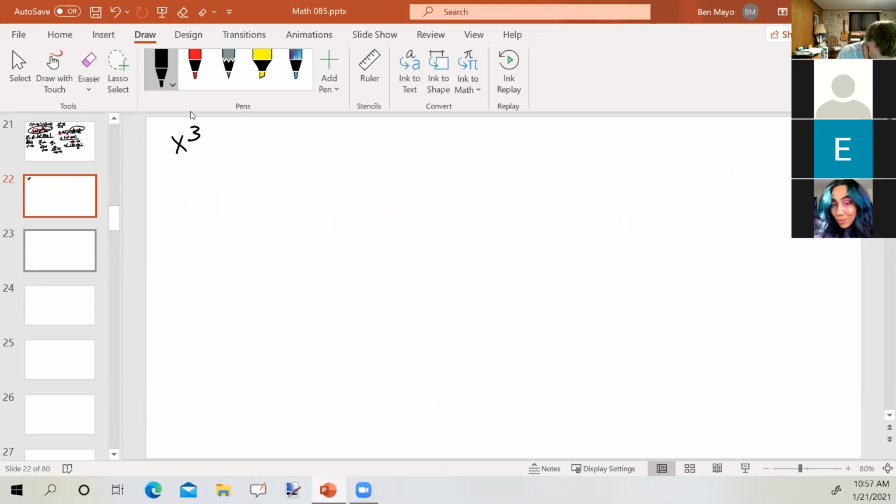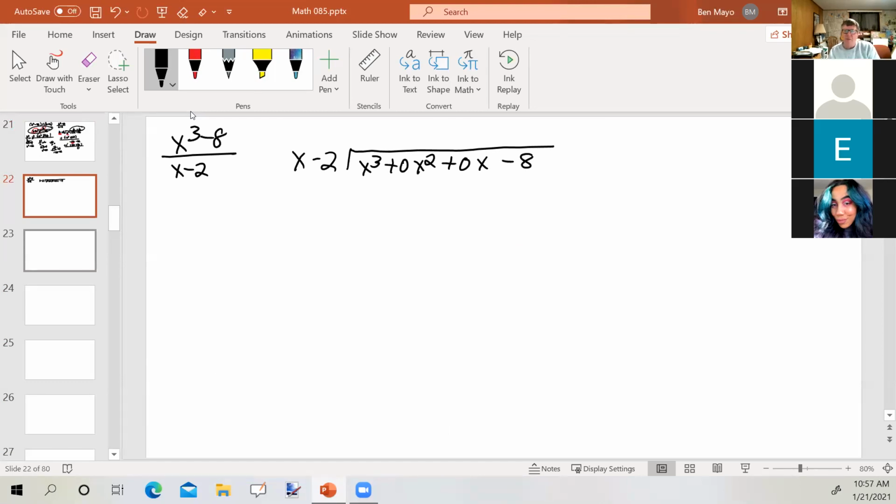X cubed minus 8 divided by x minus 2. So outside, I'm going to have x minus 2. Inside, I'm going to have x cubed plus 0x squared plus 0x minus 8. What have I done? I've created columns for all the missing terms. Okay, any questions there?